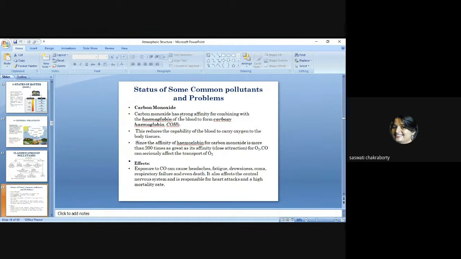The major effect of carbon monoxide contamination is that it affects the central nervous system, causes heart attack, and is a cause of high mortality. So what carbon monoxide targets is the oxygen binding capacity of hemoglobin, and carboxyhemoglobin is a very stable compound indeed. It causes gas poisoning.